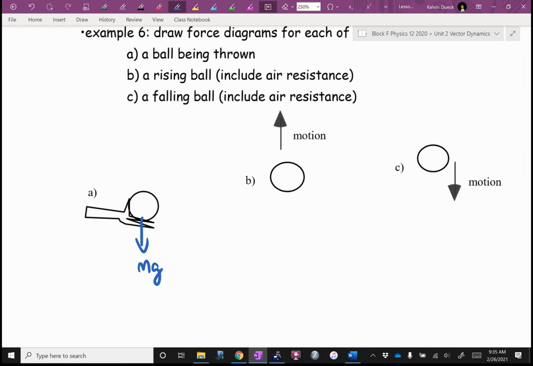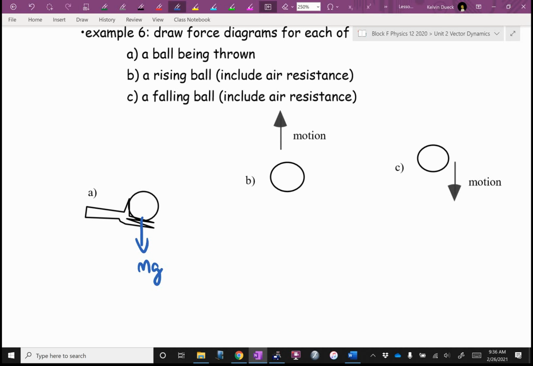And here's the big question. Is F throw bigger, smaller, or the same size as mg? And convince me. Can I show you a situation where it's smaller? Watch. Can I show you a situation where it's the same? Sorry for those of you on YouTube. Watch.